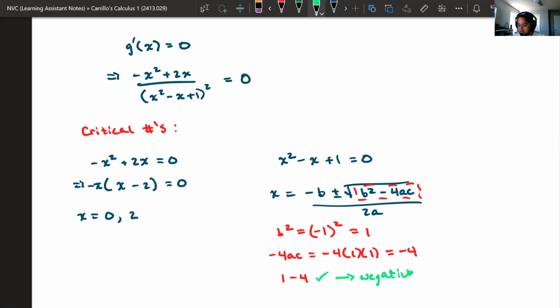Meaning the determinant is negative, meaning there are no real number values of x that will have x squared minus x plus 1 equal to 0. So there are no critical numbers that come from this.